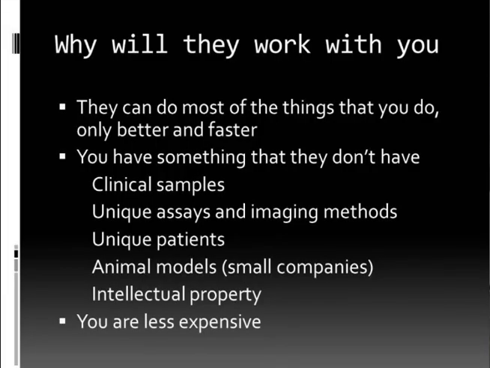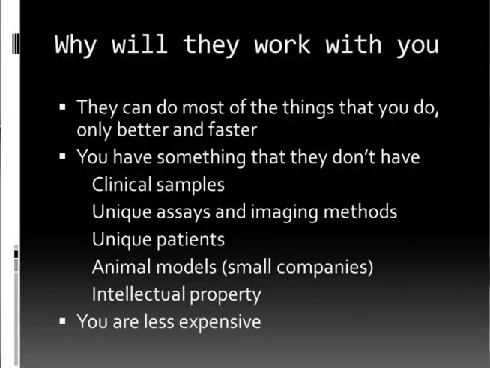So why do they want to work with you? Well, you have to remember that most of these folks at companies are very smart and have quite a bit of resources, and they can typically do everything that you can do except better, faster, with better equipment. What do we have that they don't have? Number one is patients and clinical samples. They have great science, they have lots of equipment, but they do not have access to biological samples or well-formed proteins. We oftentimes have unique assays or imaging modalities, animal models that they can't set up, especially in small companies, and also intellectual property. We can talk more about that later.